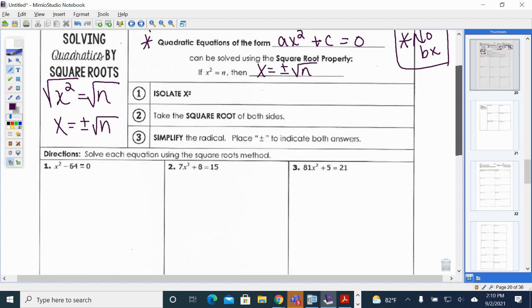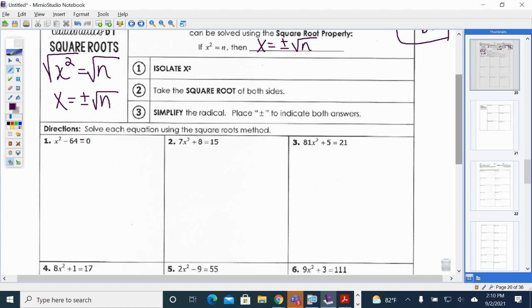So in example number 1, we've got x squared minus 64 is equal to 0. To isolate the x squared term, we've got to get rid of this minus 64. The opposite of minus 64 is add 64. So what we want to do is add 64 to both sides. And we get x squared is equal to 0 plus 64, which is 64.